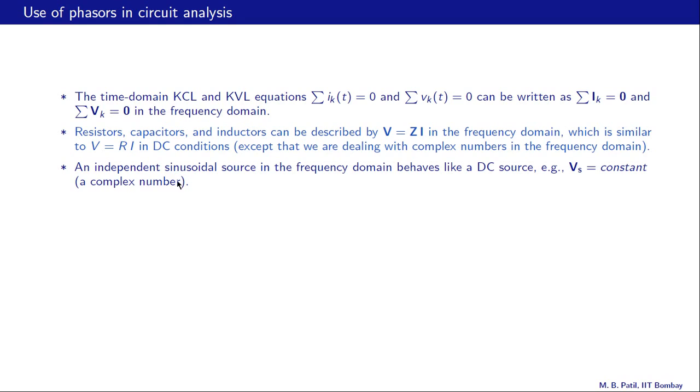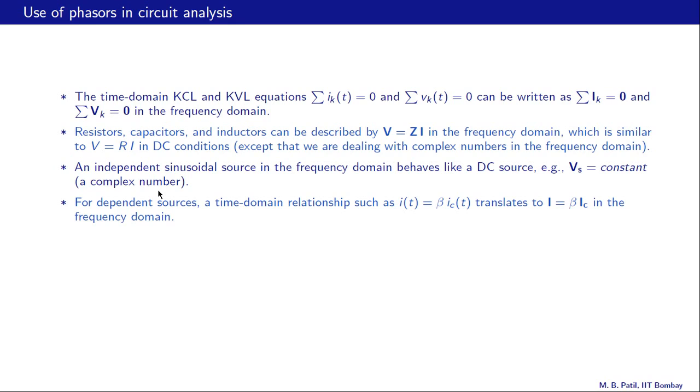An independent sinusoidal source in the frequency domain behaves like a DC source. For example, for a sinusoidal voltage source, we can say that the phasor Vs is a constant, which is a complex number. For dependent sources, a time domain relationship such as I of t equal to beta times Ic of t translates to the phasor relationship phasor I equal to beta times phasor Ic in the frequency domain. So the equation looks very similar, except we have complex numbers here.